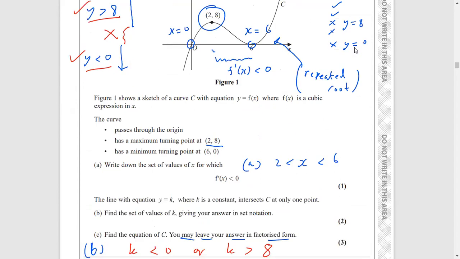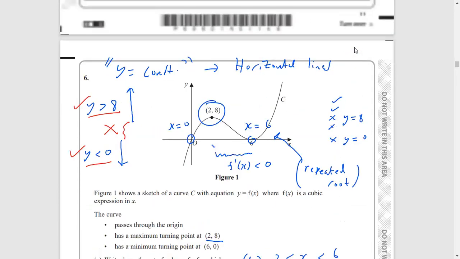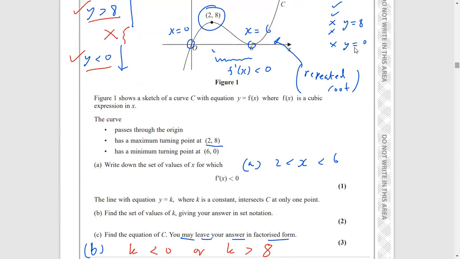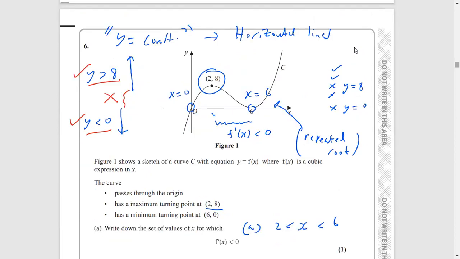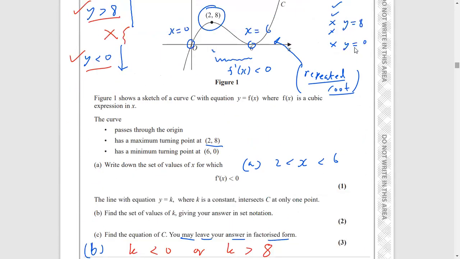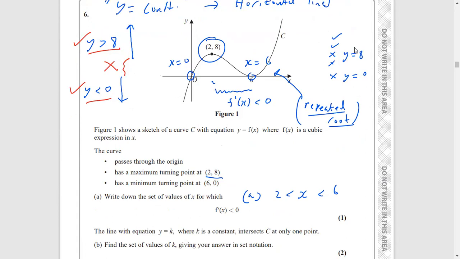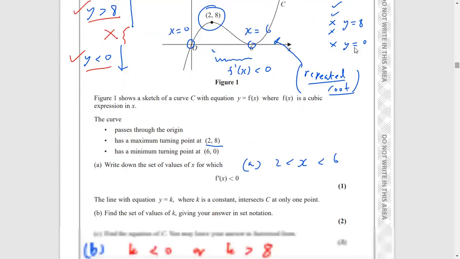So this question is about identifying where the gradient is negative on the cubic curve, and also identifying the equation of a cubic curve by using your knowledge of repeated roots. Knowing that if x equals 6 is a repeated root, then (x minus 6) squared is going to be a factor, because that's how repeated roots work. And obviously you've got the other root there. A root which passes through the x-axis, a normal root, is called a simple root, but you don't need to know that for A-level maths.